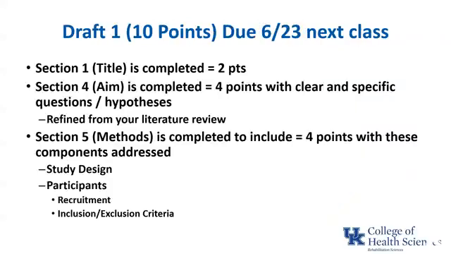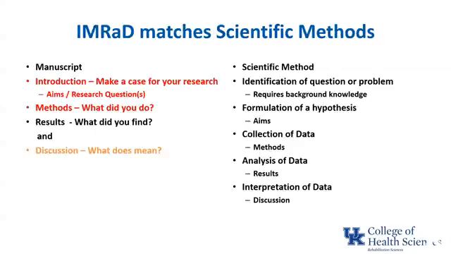So the first draft is due on 623 after the next class. These are the three sections I want you to address: Section 1, Section 4, and Section 5. This is the points assigned to each. Hopefully your aim is starting to come together and your research questions are starting to come together. I'll try to give you feedback on that, and then you can start to work on your method section.